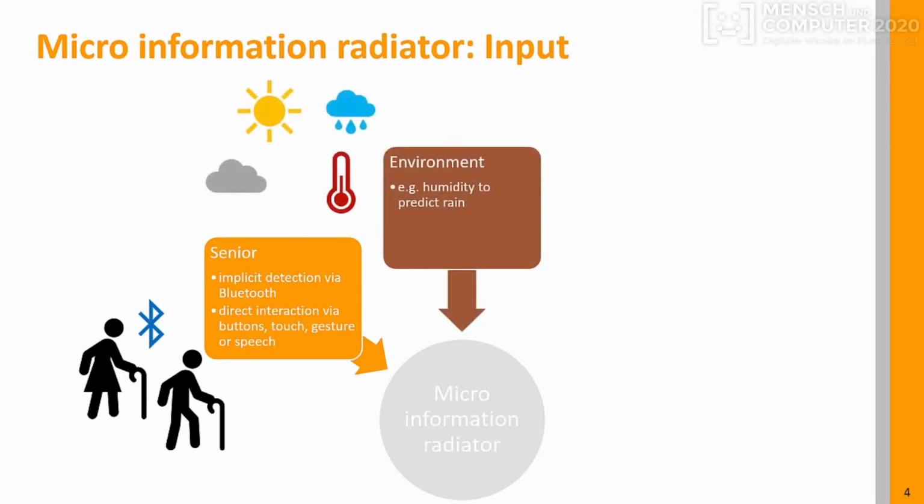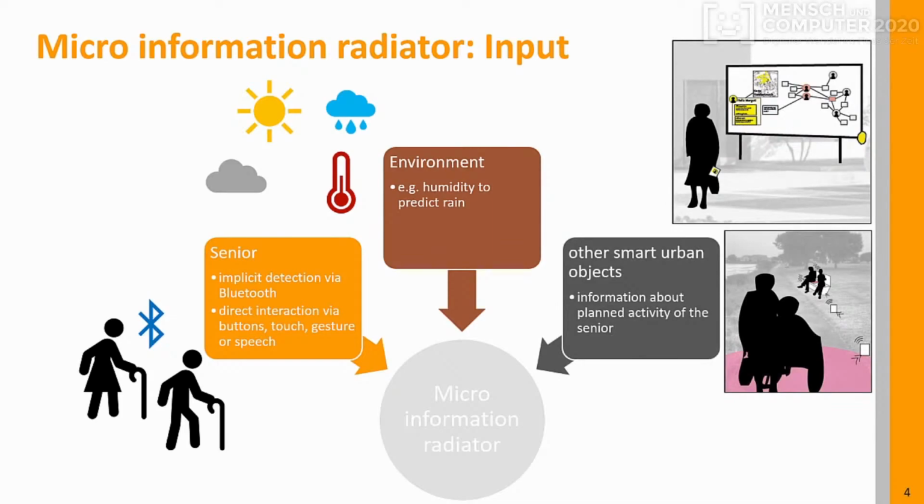Environmental information like humidity can be used to predict rain. Thereby, the radiator can inform the senior and navigate the fastest way home. Finally, other smart urban objects can send information about the senior's planned activity to a radiator and thus enable support for their whole outdoor stay.